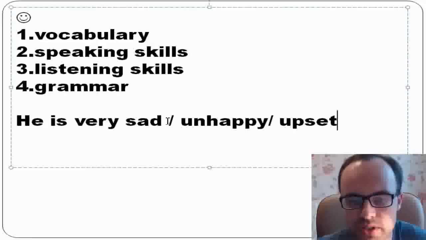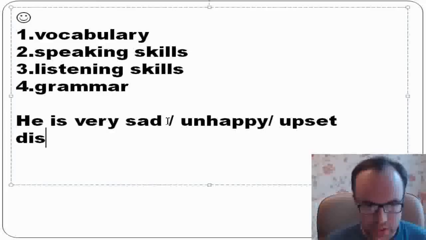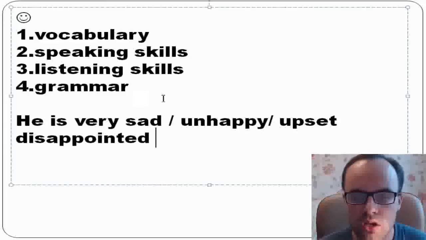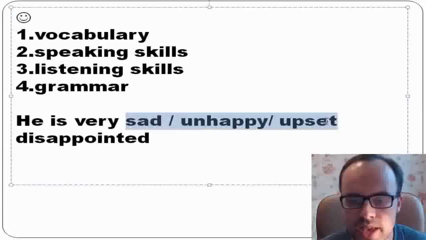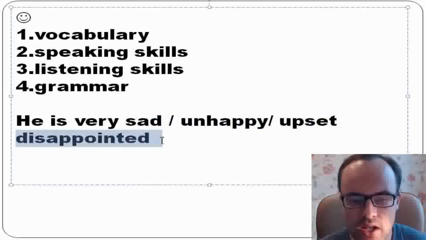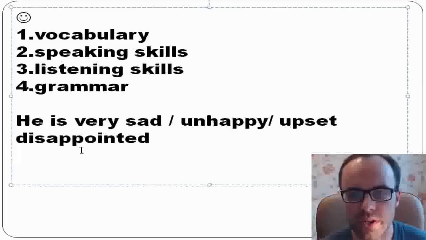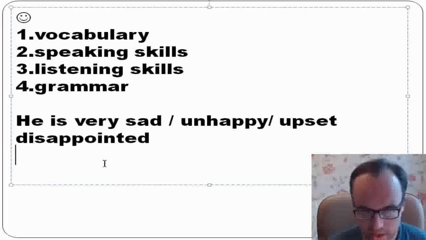But actually, that's almost at the same level, elementary, pre-intermediate, and it has nothing to do with upper intermediate and advanced level. What other words can you name or remember? Good question. For example, disappointed. I'm sure that almost all elementary and pre-intermediate students know such words as sad, unhappy, upset, but I'm not sure at all that they know such a word as disappointed. This word is for intermediate students and maybe upper intermediate students. So if you say he is very disappointed, it will sound more advanced. A very good alternative.